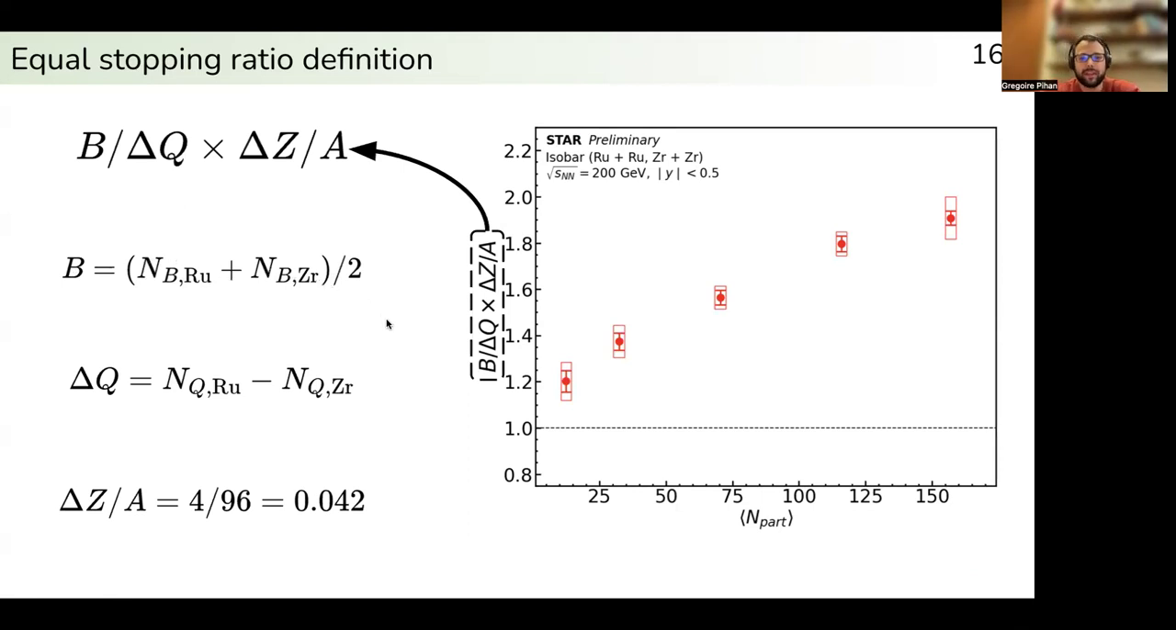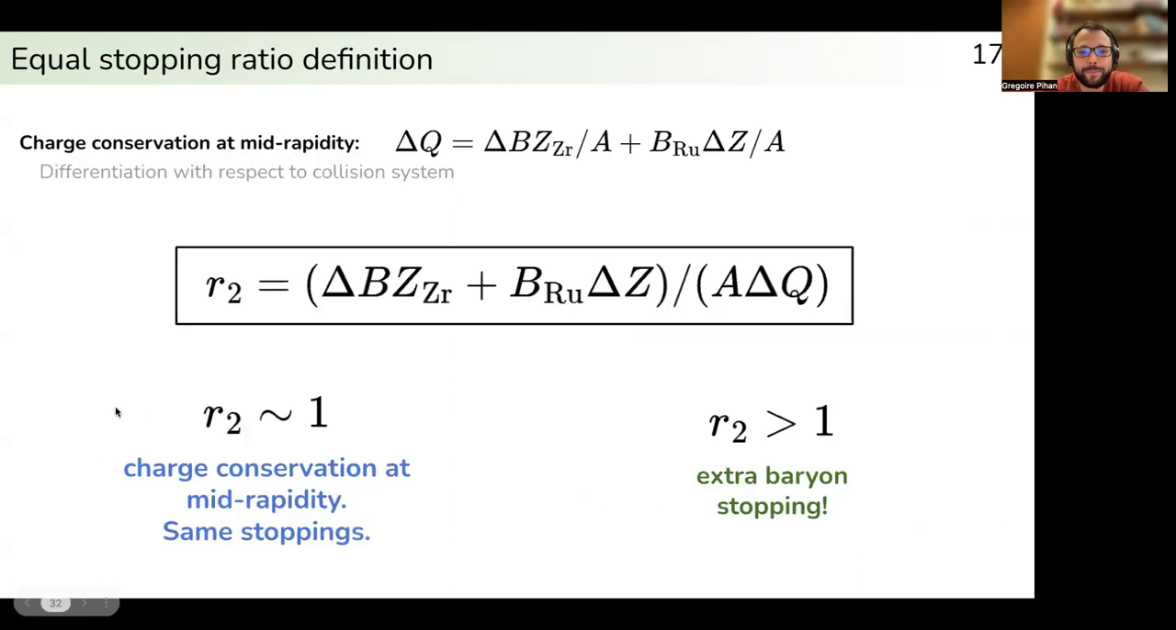The delta Q is given by the same measurement, but for the electric charge at midrapidity, and the difference is ruthenium minus zirconium. And delta Z over A is just the difference in Z, which is 4, between the two isobars, and A, which is 96. So it gives simply a number, 0.0422. This is just a number. So the most important things to understand here are those two quantities here.